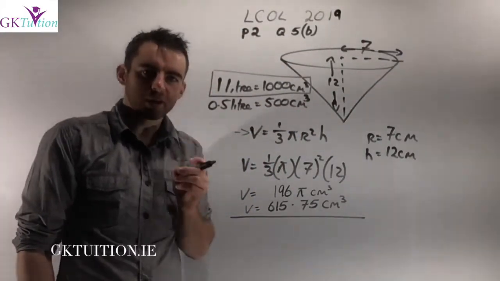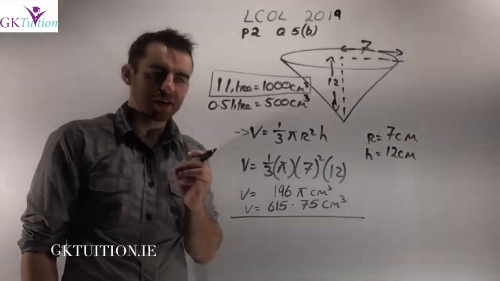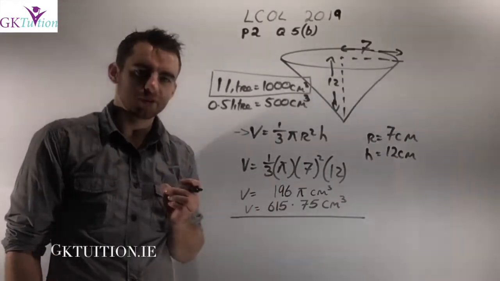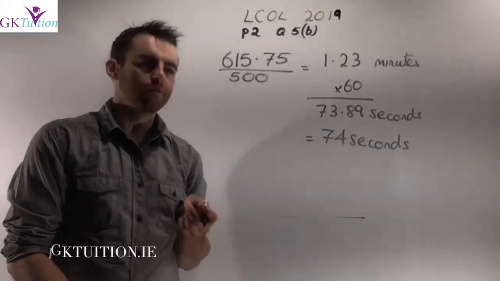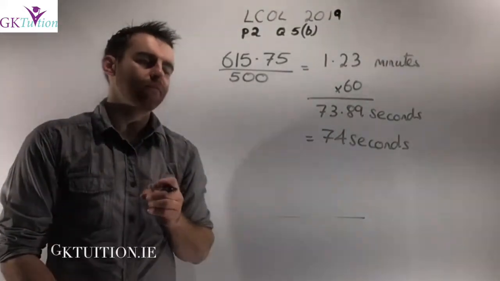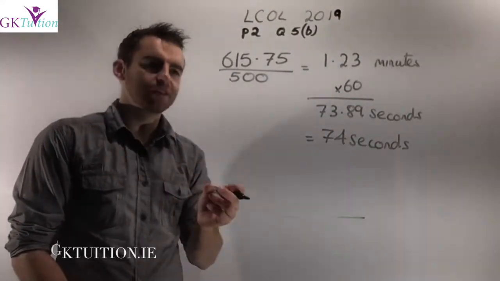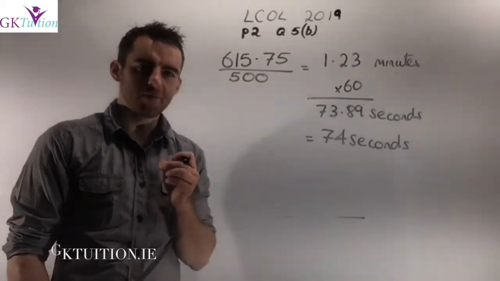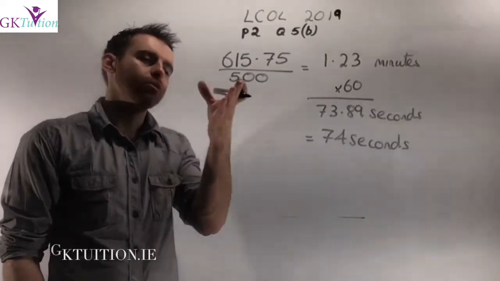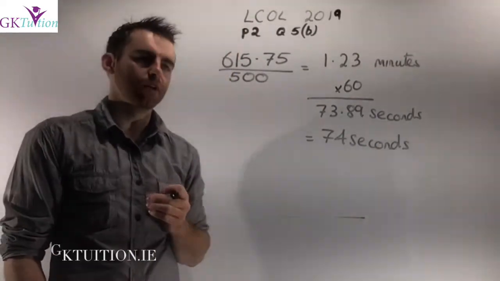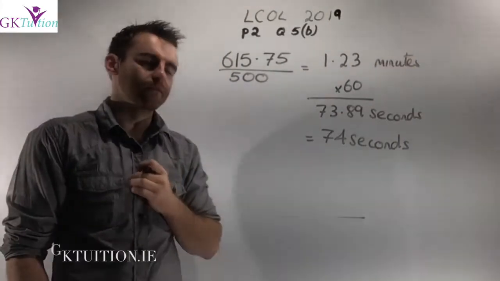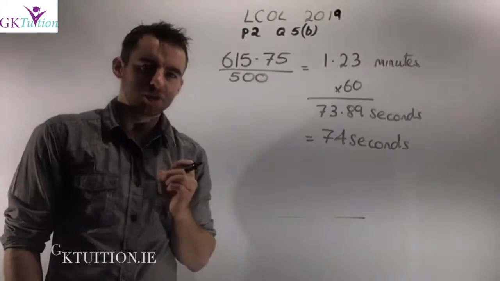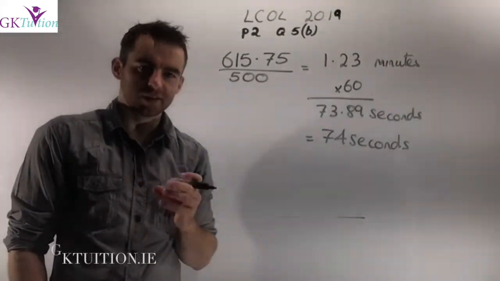We've been asked to work out how many seconds it will take to fill the cone. Now that we have these two figures, it'll be relatively straightforward to finish this one off. We know the volume of our cone is 615.75, and we're pouring water in at a rate of 500 centimeters cubed per minute. To work out how many minutes it's going to take, you just divide 500 into the total volume. 500 into 615.75 gives me 1.23. So it would take 1.23 minutes to fill this cone.